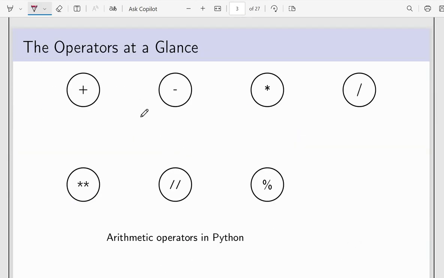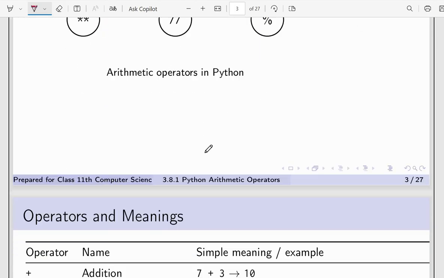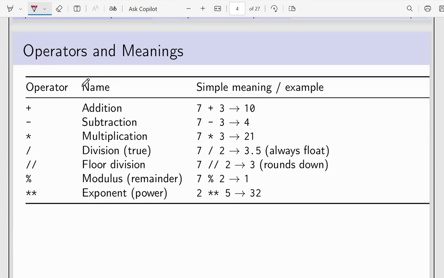What are the operators we have? We have plus, minus, multiplication, division, exponential, the integer division operator and the modulus operator. And what will they do? Plus is addition: 7 plus 3 will give you 10. Minus is subtraction: 7 minus 3 will give you 4. Multiplication: 7 times 3 will give you 21. Division: 7 divided by 2, the answer is 3.5.